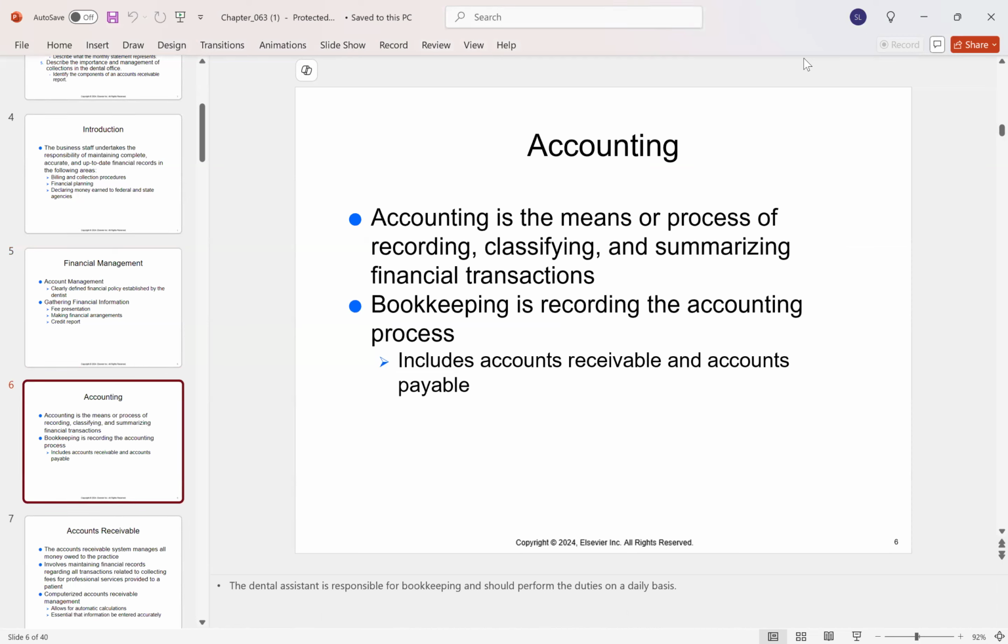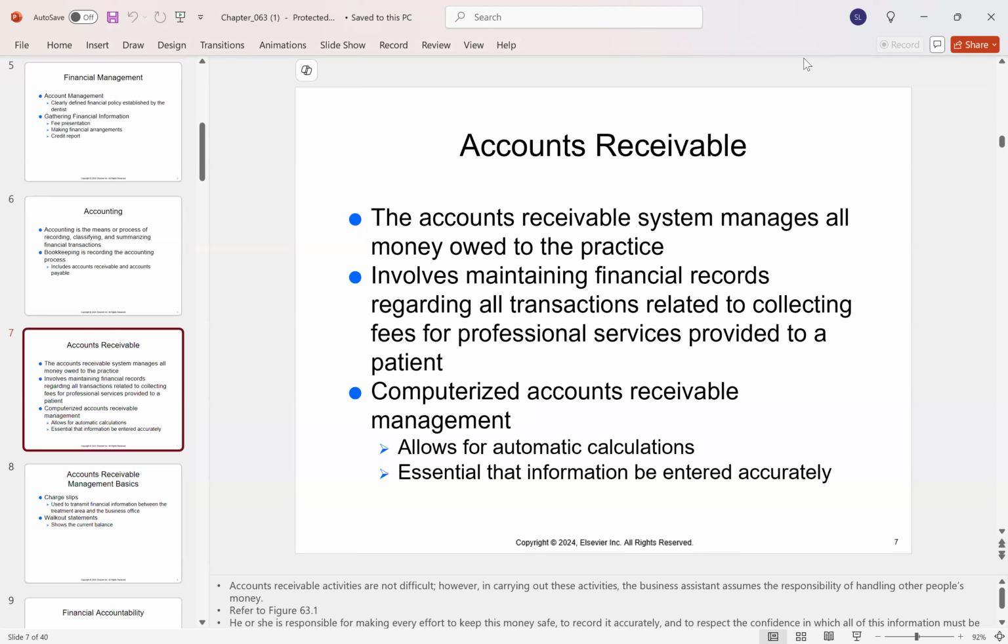Accounting is the means or process of recording, classifying, and summarizing financial transactions. And bookkeeping is recording and accounting process. This is going to include the accounts receivable, so money coming in, and then the accounts payable, the money going out. Accounts receivable is the system managing money owed to the practice. This is going to involve maintaining financial records, and we could do this in a computerized way.